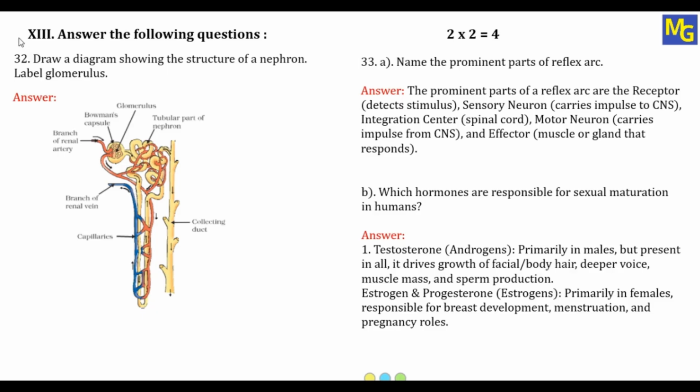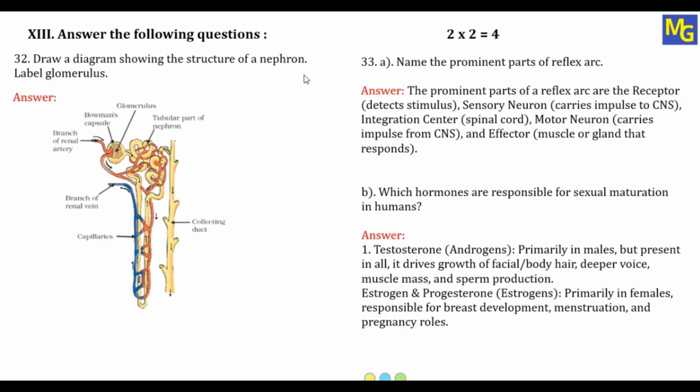So now we will see section number 13, answer the following questions. Here we have to answer two questions, each carries 2 marks, so in total we are going to get 4 marks. Question number 32: draw a diagram showing the structure of a nephron and label the glomerulus. So here we have to draw the structure of the nephron, which is the basic functional unit of the kidney, which helps in excretion.